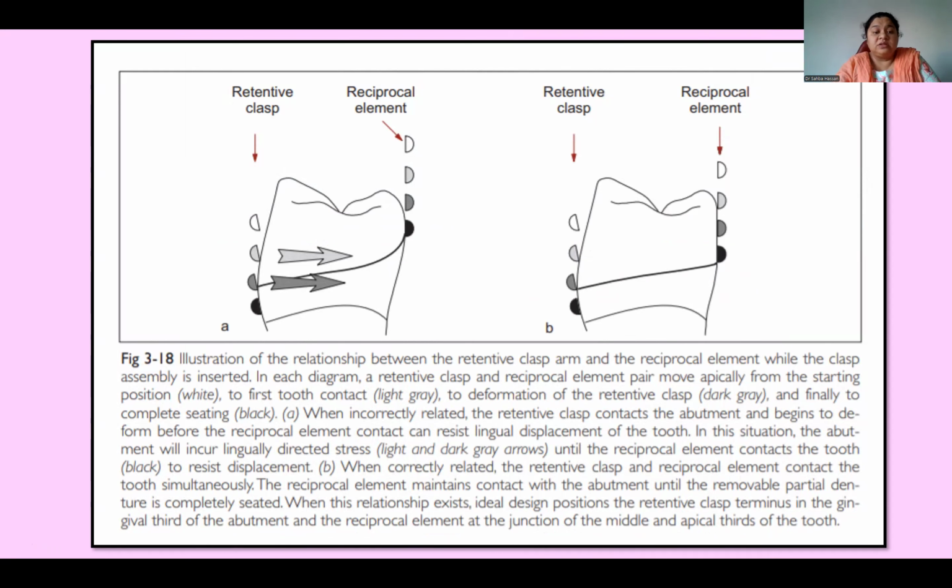So this diagram is depicting this. I will just tell you in figure A: when incorrectly related, the retentive clasp contacts the abutment and begins to deform before the reciprocal element contacts. So first the reciprocal element should touch. The reciprocal arm is the first to contact the abutment, then you give the retentive, because that keeps the abutment in place. This is a very important part which in most places is not told. If you can screenshot it, better do it. A is wrong, B is right. First the reciprocal should contact, and then the retentive.